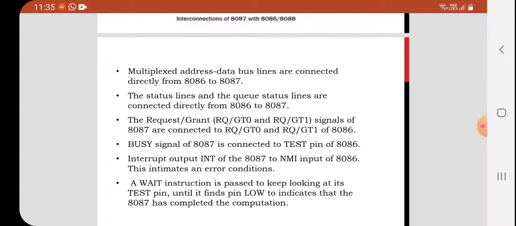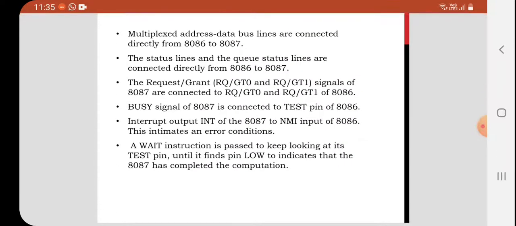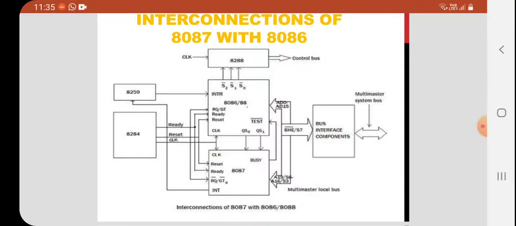Apart from that, request and grant and all the signals are connected, and the interrupt output is connected to the NMI input, which intimates an error condition. We have studied what NMI is, non-maskable interrupt. So that must be connected with the NMI pin. A WAIT instruction is passed to keep looking at the test pin until it finds low. So when 8087 completes, the busy pin becomes low, which lets the 8086 operation proceed.